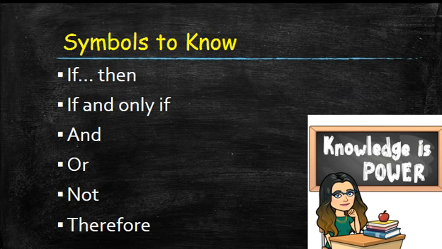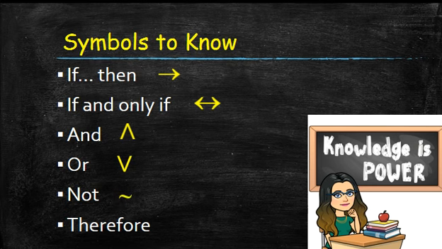Let's review our symbols to know. If, then, looks like an arrow pointing to the right. If and only if is a double-ended arrow. And looks like an upside down V, or like an A without the line in the center. Or looks like a V.